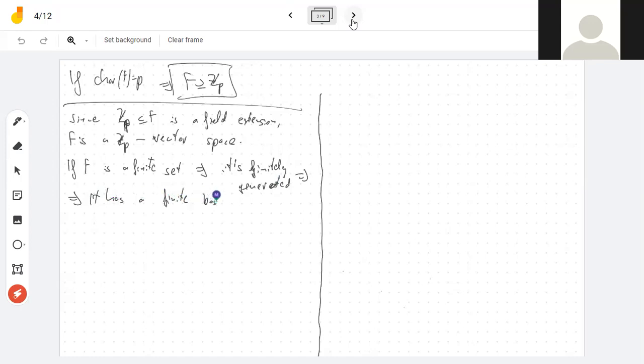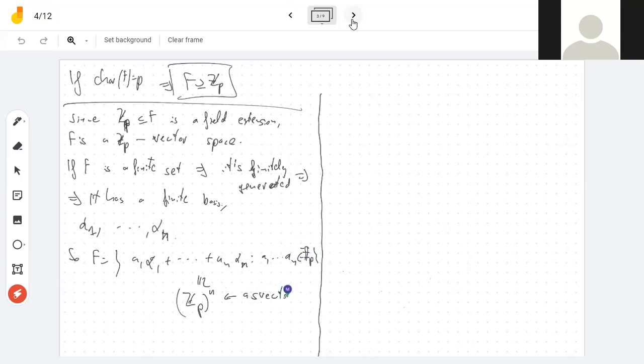A finite basis. So let me just call it alpha 1 through alpha n. So it has dimension n. So every element of F is a unique linear combination of this basis with coefficients in the finite field of order P, which as a vector space is what you usually call vectors, just tuples of numbers. So these are isomorphic vector spaces, but in particular, they're bijective.